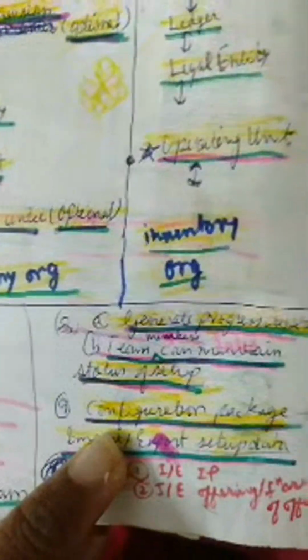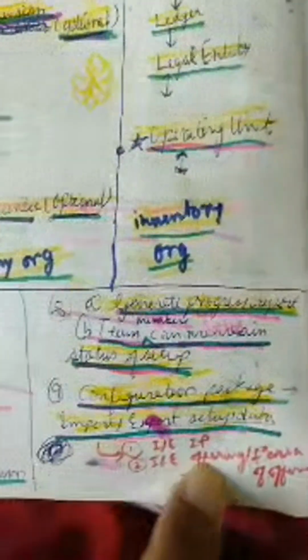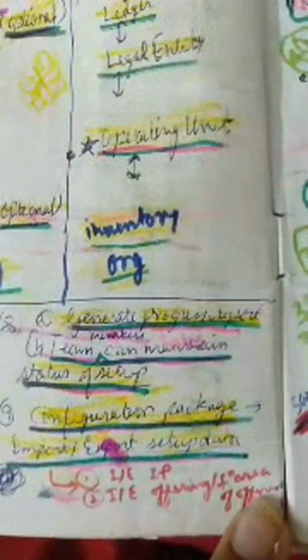So in the configuration package there are two types. I can either import or export the entire implementation project, or I can go for the upper level, which is an entire offering. I can import or export an entire offering or a particular functional area of that offering. So how to do it?